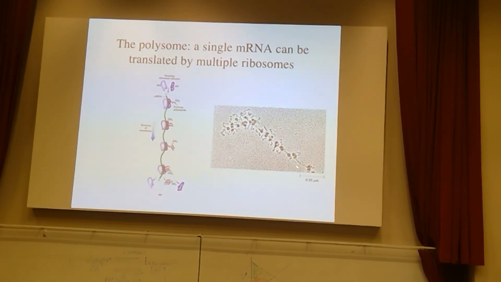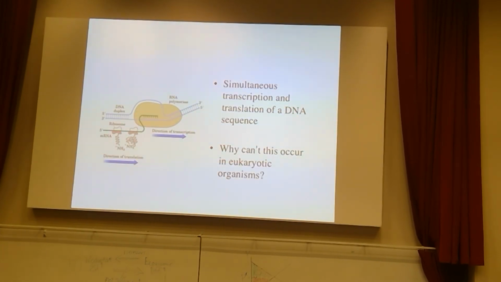This is a cool image of protein chains being synthesized on an mRNA in a bacterial cell. And you can see that just one mRNA is being processed by multiple ribosomes. So this is termed a polysome, and this just indicates that the same mRNA can be used over and over again to crank out multiple polypeptide sequences.